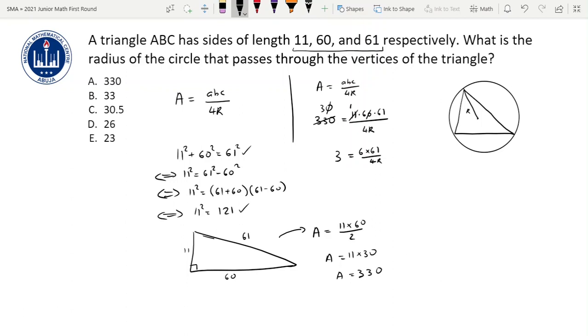Then we're going to multiply both sides by R and divide both sides by 3. Once you do that, you have R equals 6 times 61 divided by 12. And then 6 in 6 is 1, and 6 in 12 is 2. So R will be 61 divided by 2, which is 30.5. So the second radius of this triangle is 30.5. That's the radius of the circle that passes through all three vertices of this triangle. This is how to go about solving this question.